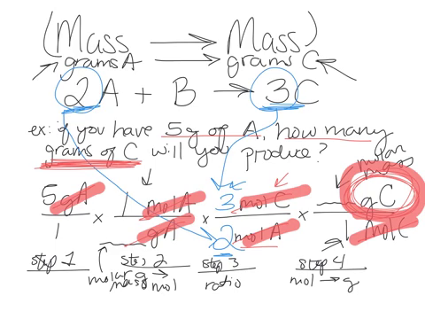So if that doesn't happen and you go through and your units aren't crossing out, that means something was set up wrong. So you should go back and try to figure that out. So let's take a look at an actual problem here.